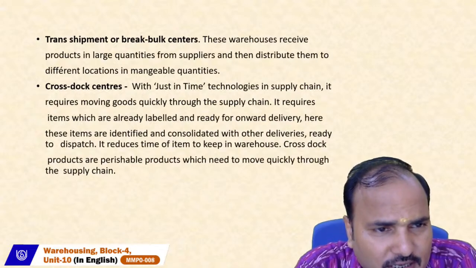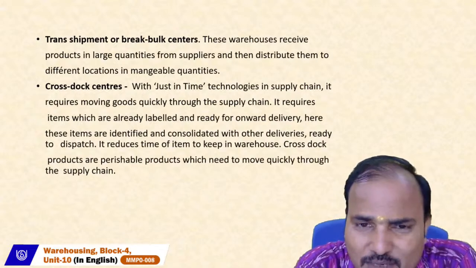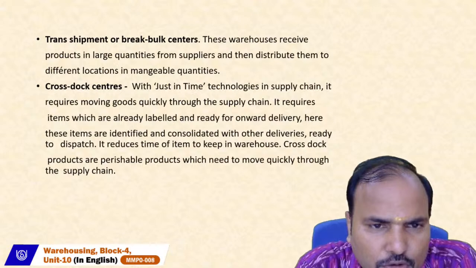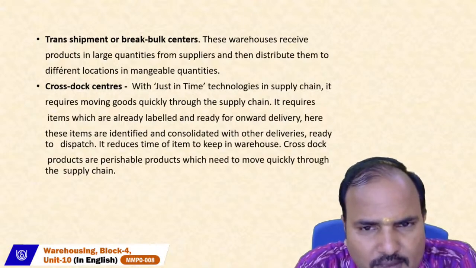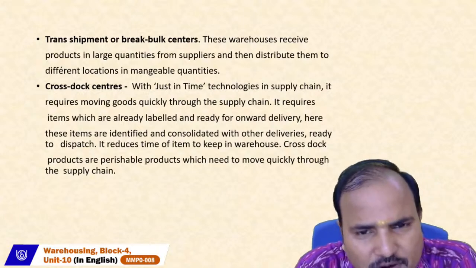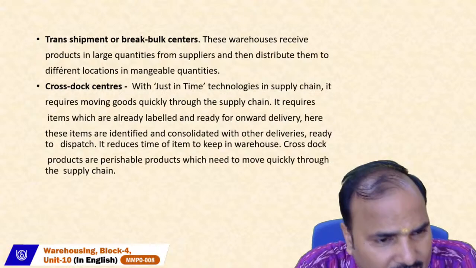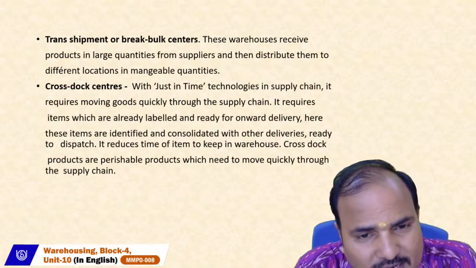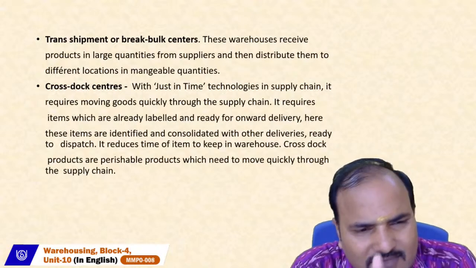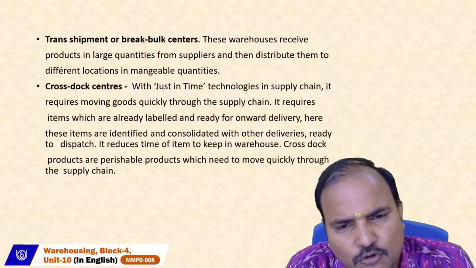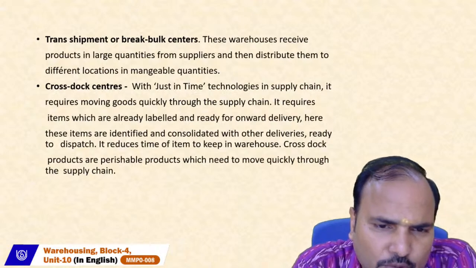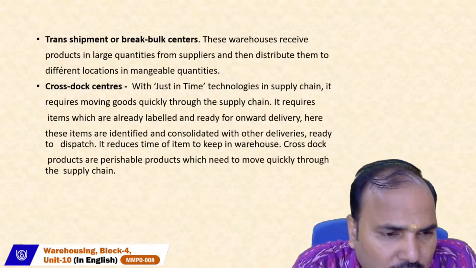Next is cross-dock centers. What is a cross-dock center? It uses just-in-time technology in the supply chain. It requires moving goods quickly through the supply chain. Here, it requires items which are already labeled and ready for onward delivery. These items are identified and consolidated with other deliveries ready to dispatch, and it reduces the time items are kept in the warehouse. Cross-dock products are perishable products which need to move quickly through the supply chain.